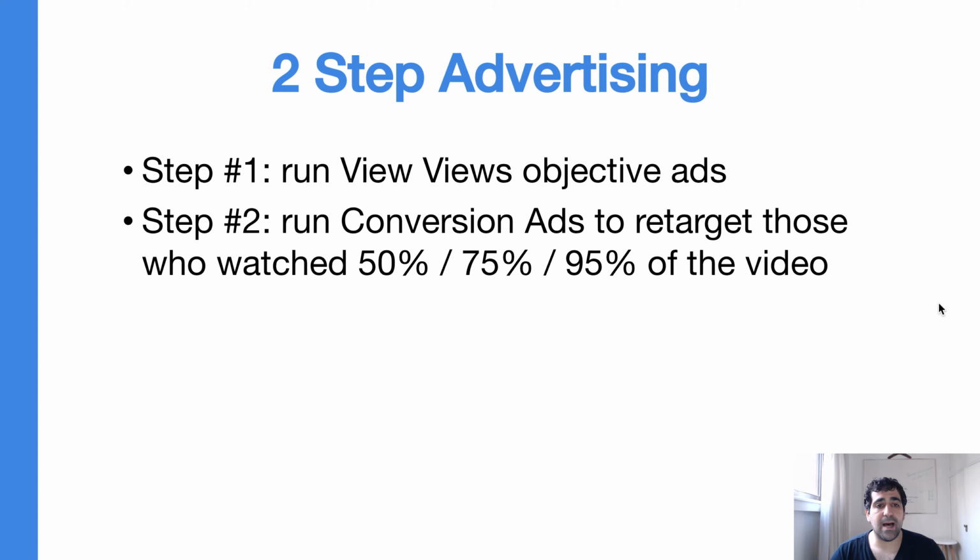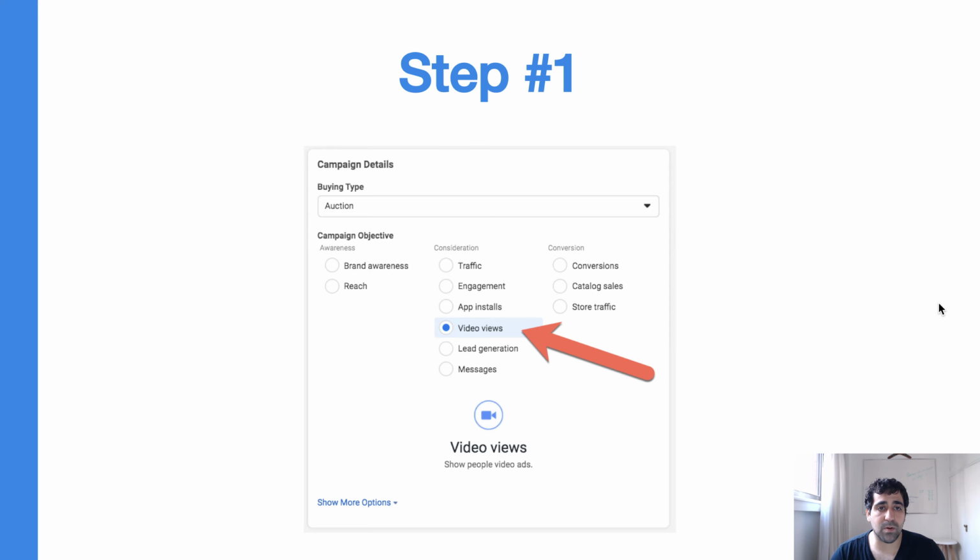And then you are going to invite only those people to take action in your funnel, right? So if they haven't watched at least 50% of your videos in step number 1, they will never see your conversion ads that are going to be inviting them to take action on your funnel, whichever your funnel is, right? That is how the two-step advertising process works.